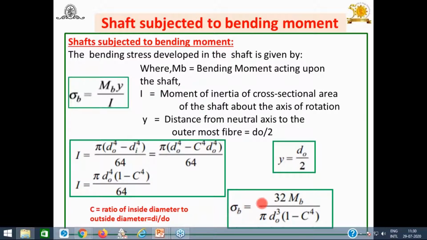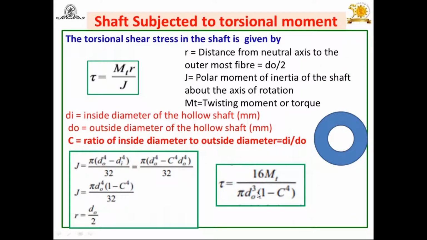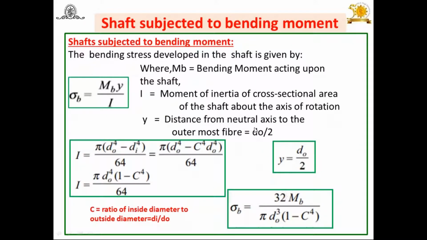So what you will get, sigma b? The sigma b is equal to 32 Mb upon pi do cube in bracket 1 minus C raised to 4. That means only here the change, here you will get 16 for the torsional moment, and here 32. So this is the equation for bending moment or to find out the bending stress in hollow shaft. Simple one. Now we have two equations, first one this equation and second one is this equation, where 16 MT here and 32 Mb. Try to understand. This is about bending moment and this is about twisting moment.